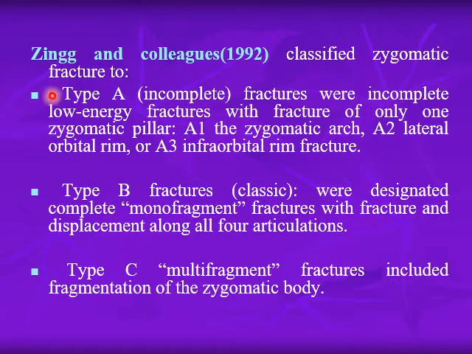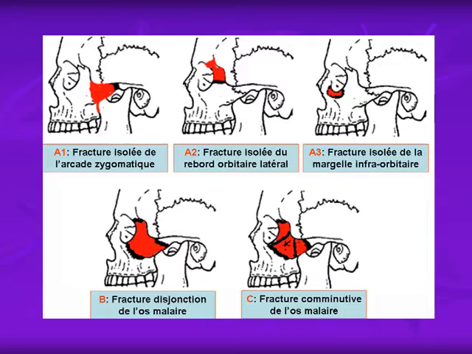The last classification is Zingg and Kulik classification, which classifies zygomatic fracture into type A, type B, and type C, and it results from high energy forces.